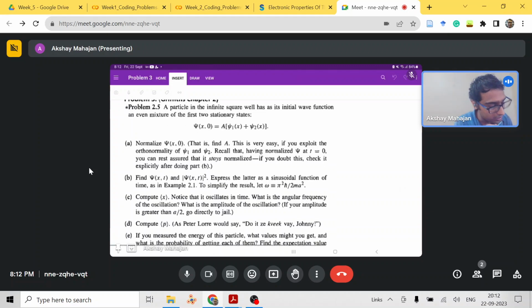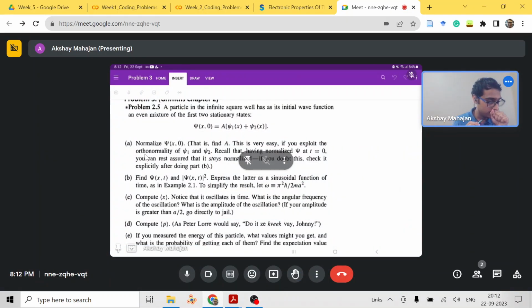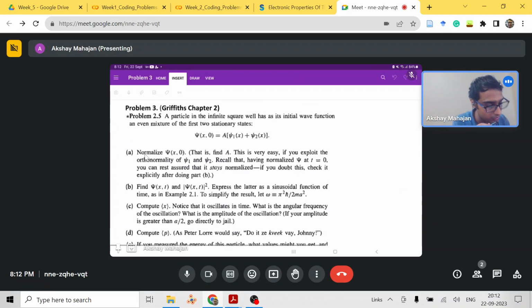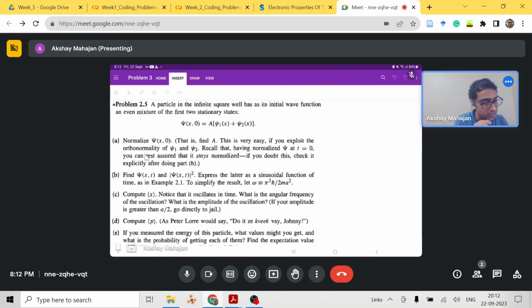So what is given to us? We have a particle in the infinite square well. A particle in the infinite square well has as its initial wave function an even mixture of the first two stationary states. So the initial wave function is A times (psi 1(x) plus psi 2(x)). They have the same amount of psi 1(x) and psi 2(x) mixed together, and that is our initial state.